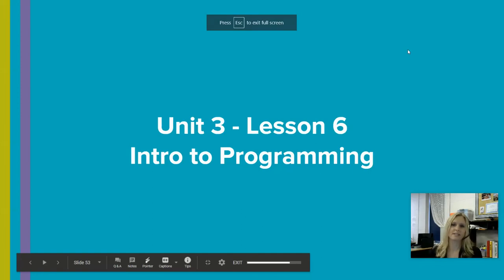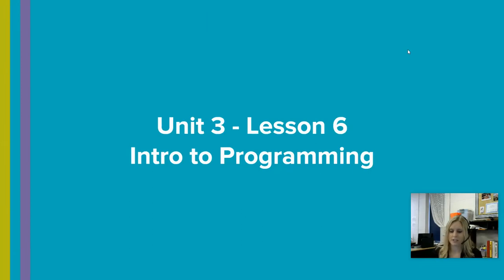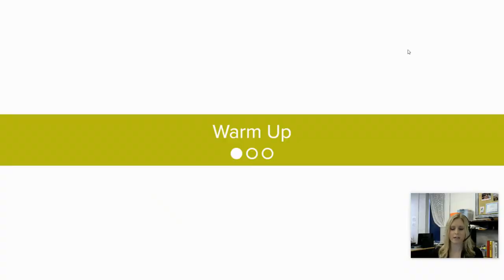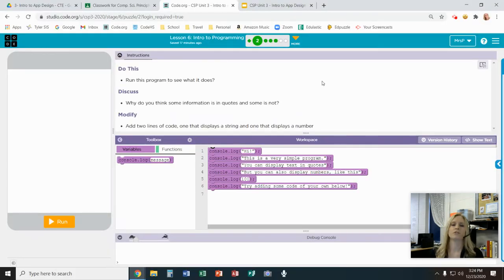All right, lesson six, intro to programming. Just to get us started, remember that in our last lesson we learned that we need to create a new kind of language, a programming language, in order to clearly communicate our instructions to a computer. So we're going to go ahead and move straight to Code Studio today, starting with Bubble 2.